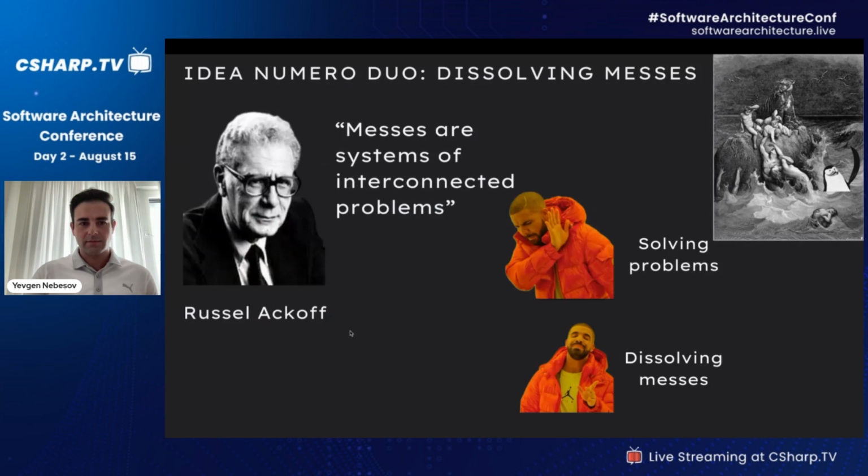Another idea would be that in complex systems, it doesn't make sense to solve problems, because as Russell Ackoff, a complexity scientist, said, in complex systems you have messes as systems of interconnected problems. And these messes basically generate problems. And instead of solving problems, because problems are just symptoms, one has to resolve the messes that generate those problems. And we can apply this mindset also to socio-technical systems.